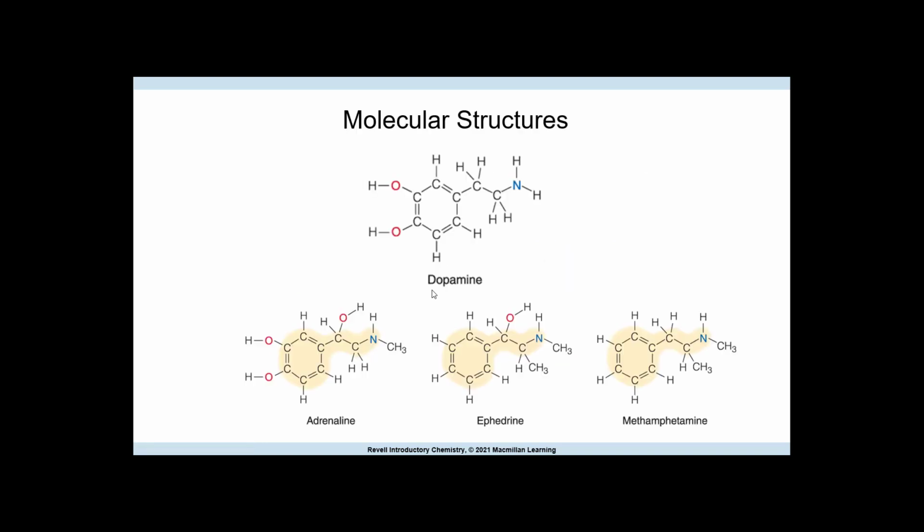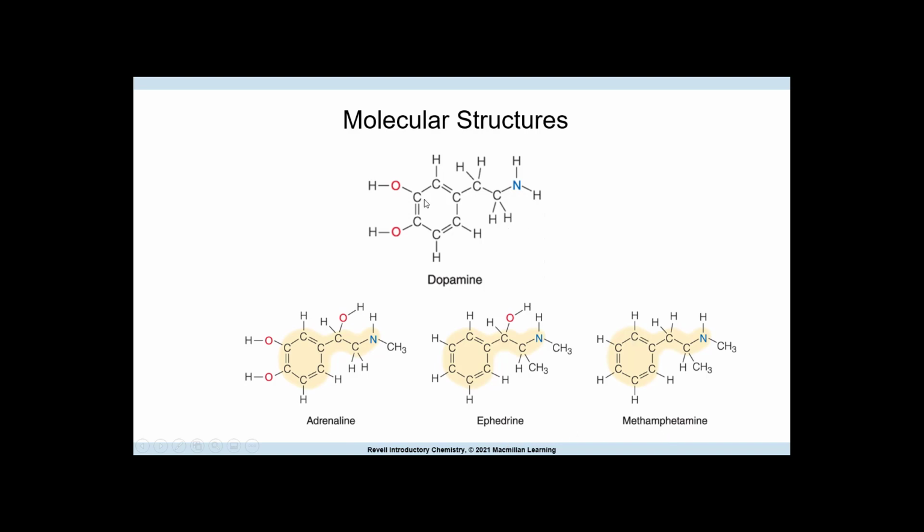So let's take a look at some of these compounds that are going to start looking a little bit more difficult. Not this difficult, so this is not this level of chemistry yet, but I want you to see them. So let's go through this. This is dopamine. This is the chemical compound, dopamine. Here's adrenaline, ephedrine, and methamphetamine.